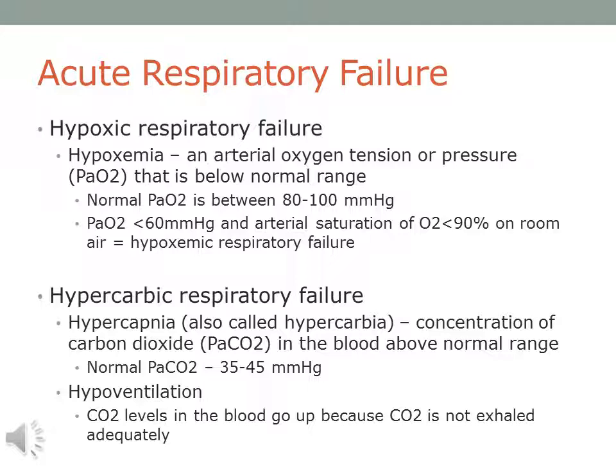As you can tell by the terminology, hypoxic respiratory failure results from hypoxemia. So hypoxemia means that we've got an arterial oxygen tension or pressure that's below our normal range. So we've got a normal PaO2 between 80 and 100. If we've got it below that level, like a PaO2 of less than 60, and an arterial saturation of less than 90% on room air, we start going into hypoxemic respiratory failure.